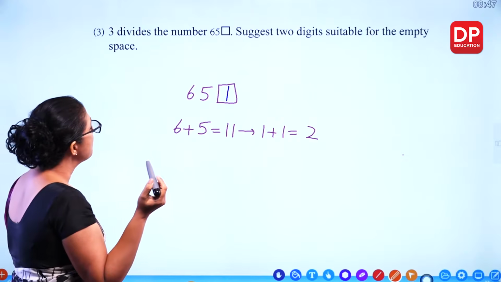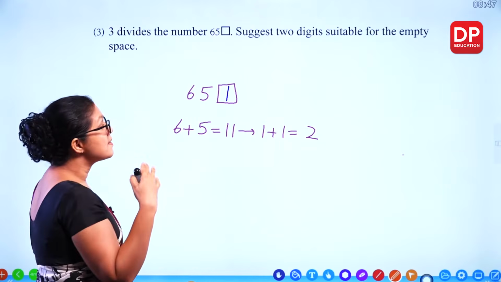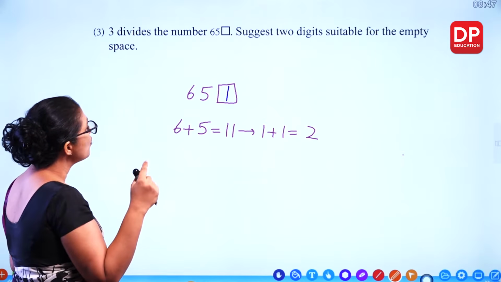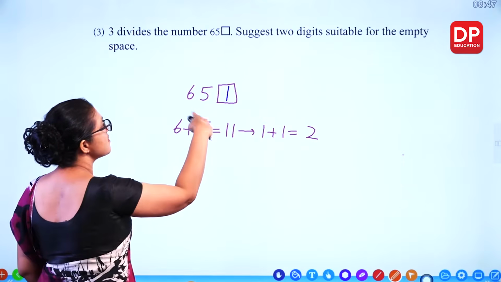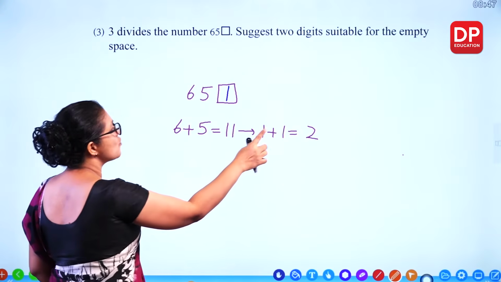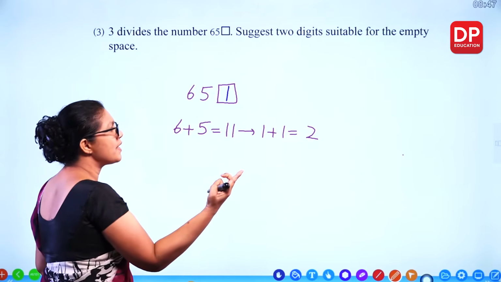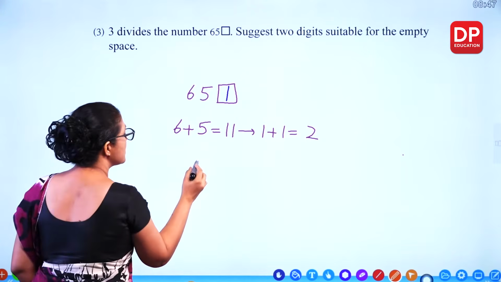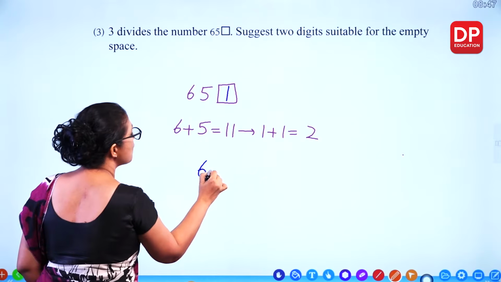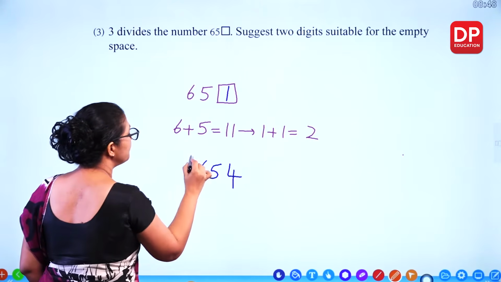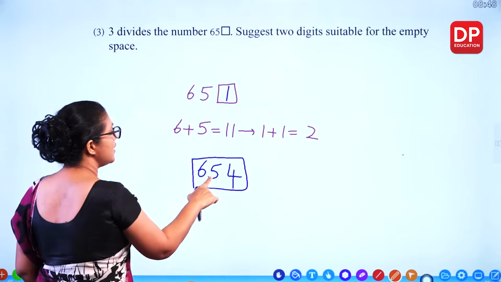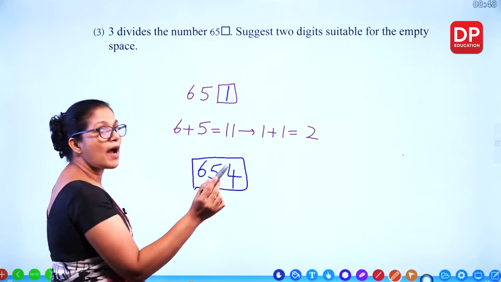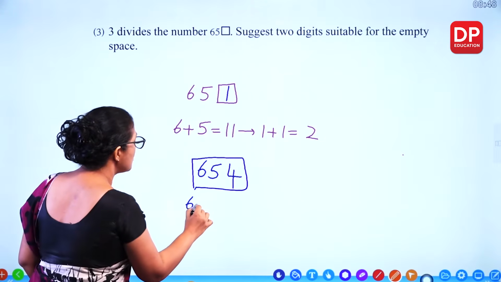Then another one. If this is 6 also, it's divisible by 3. How you get 6? What's the next number you need to add? This is 2, 3, 4, 5, 6. 4-digit number you have to add. So what's the other number? 6, 5, 4. Check. 11. 11 plus 4. 15 means 1 plus 5. You get 6 as a digital root.